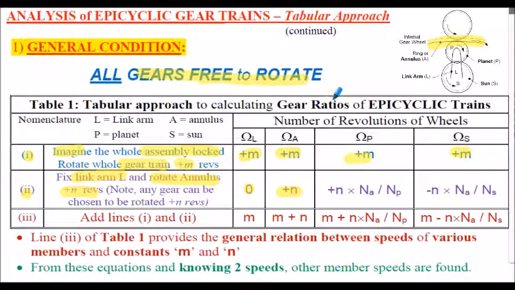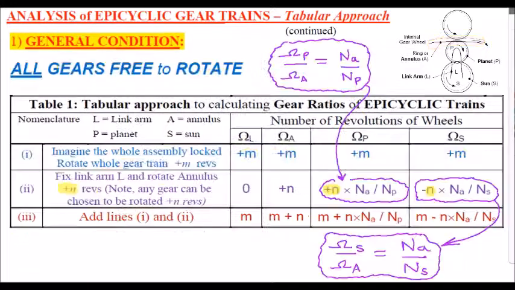Positive n revolutions. So now we've got to think of the gear train for the speed of P when we've got the annulus rotated n revs and we've got the link arm fixed. So what you're seeing in this box here is actually the simple gear train for the situation of the planet contacting the annulus. Okay, so on the other page, let's just highlight this here.